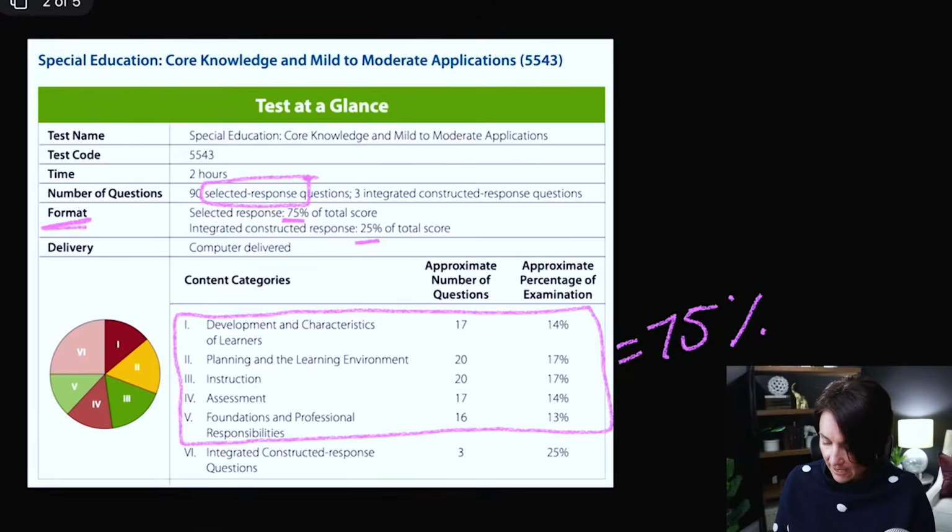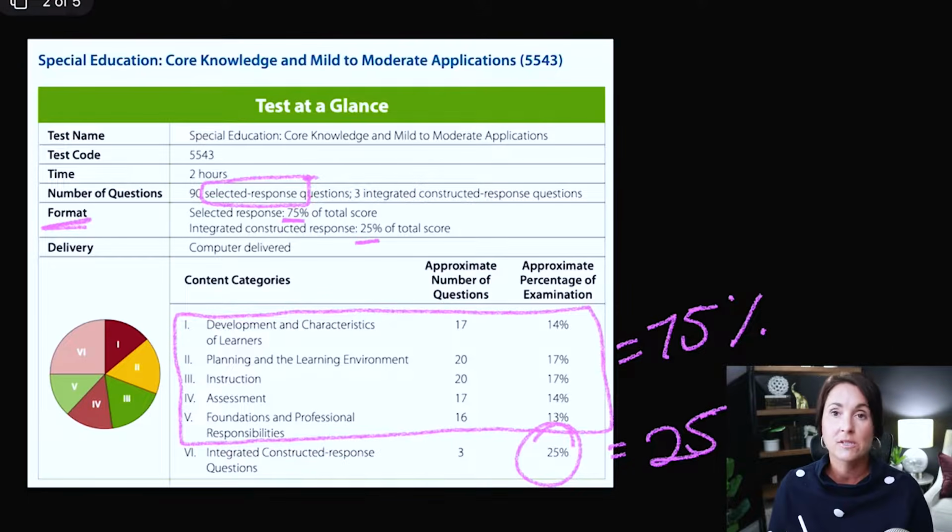But because the constructed response is 25%, it really does benefit you to try to grab as many points as you can in that writing portion, okay? So that's going to be 25% is going to be the constructed response, okay? So when you want to try to figure out your score, and again, this is just a rough estimate because they do use a weighted scale scoring.